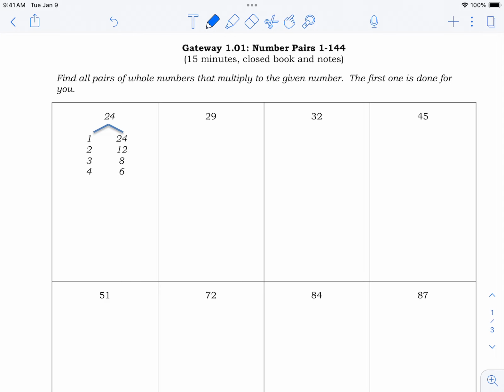Welcome to the gateway number 1, the first of our gateways. What's a gateway? Just speaking loosely, a gateway test or a gateway quiz or whatever you want to call it.